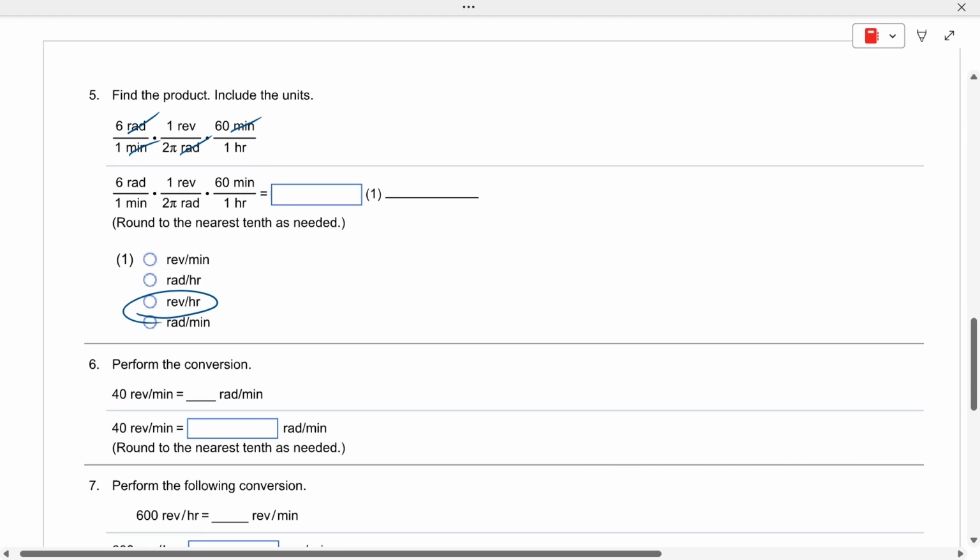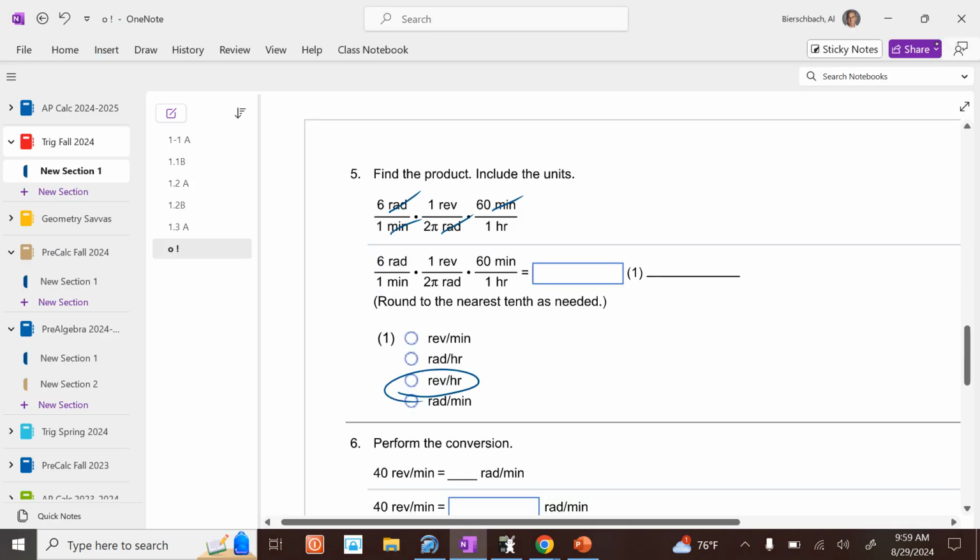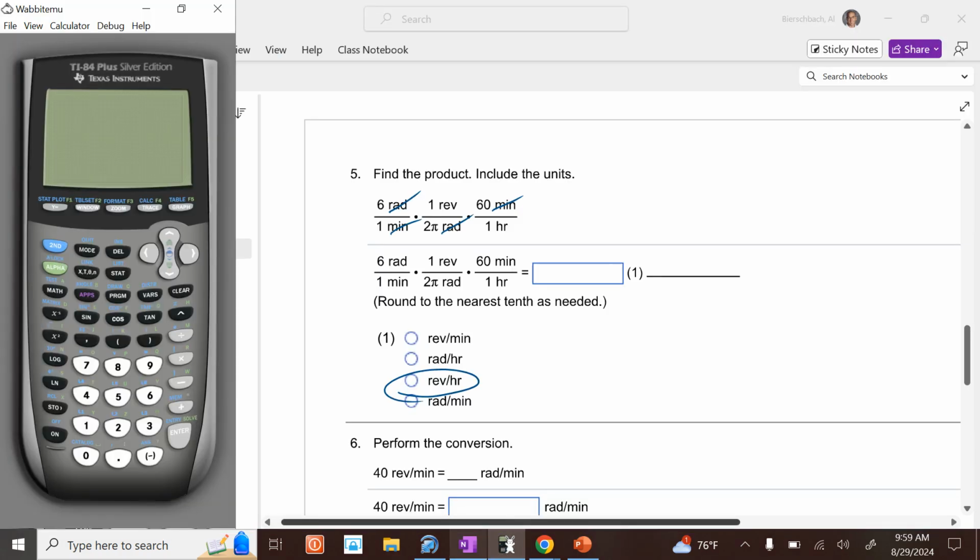Now be very careful when you divide. I'm going to show you how to do this wrong, so then hopefully you do it right. Because some of you will mistakenly look at this and say, well, I'm going to take 6 divided by 2 pi times 60. And that's a wrong answer. Others will say, well, you should do it this way: 6 times 60 divided by 2 pi. And you still get the wrong answer.